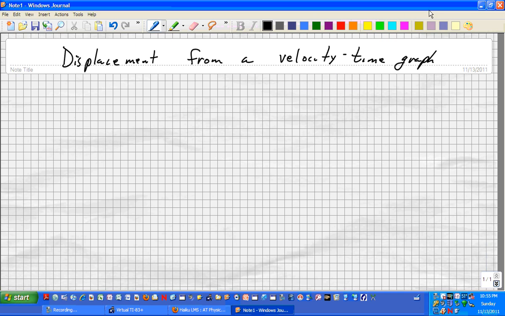What I'd like to do is review getting displacement from a velocity time graph and apply it to an accelerating object, or an object that's changing velocity, speeding up or slowing down.